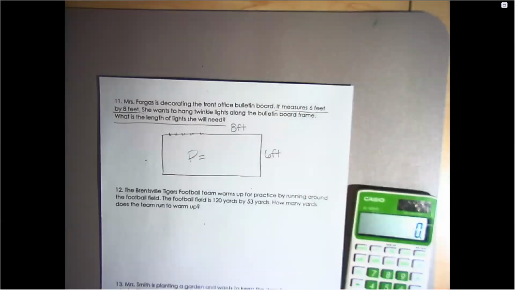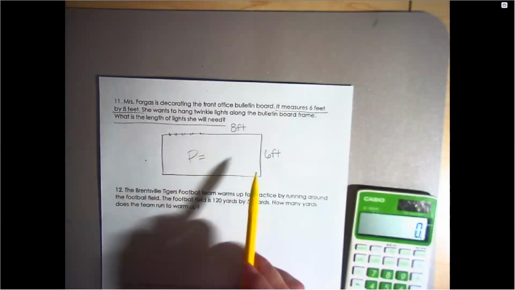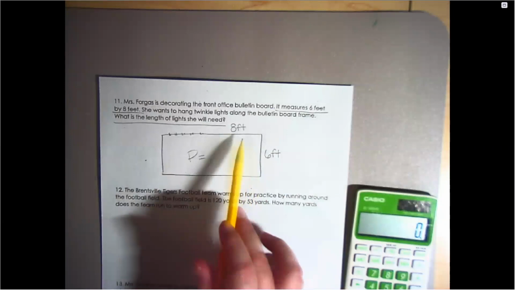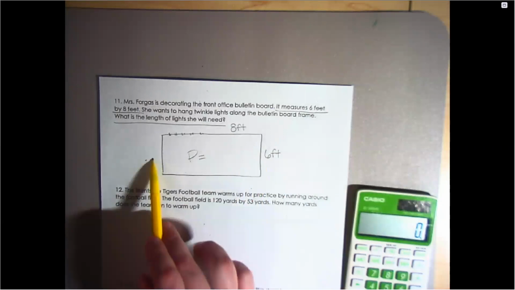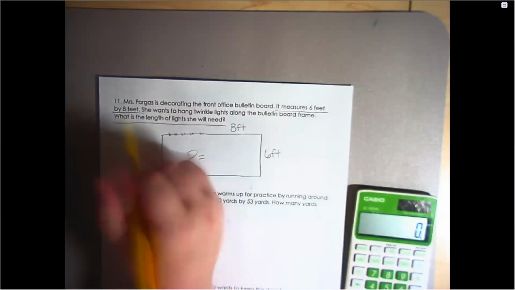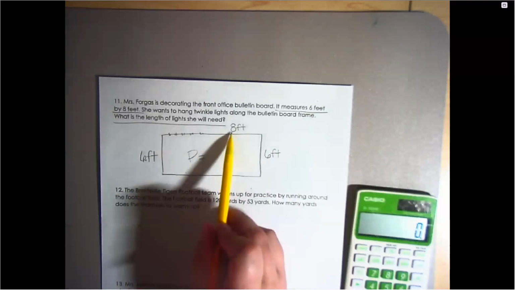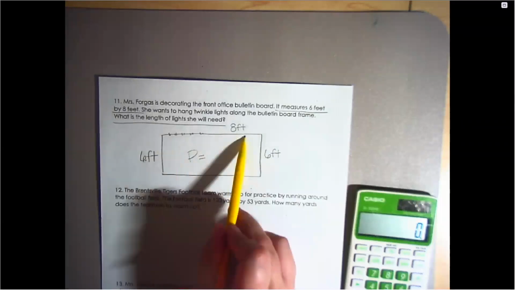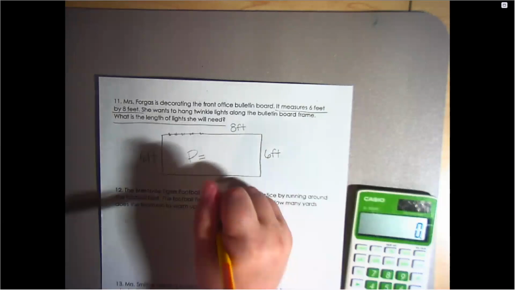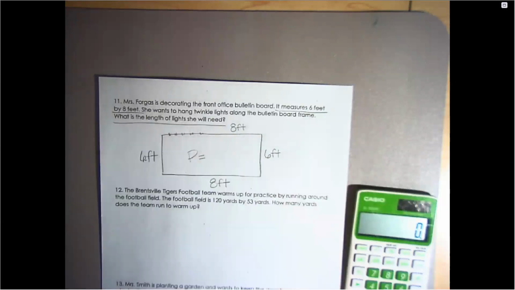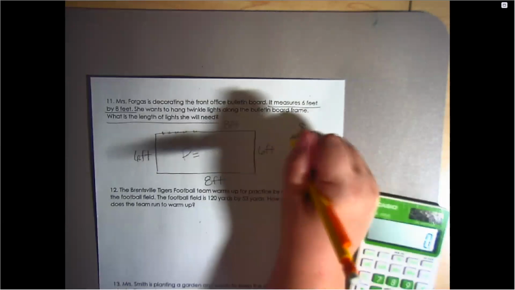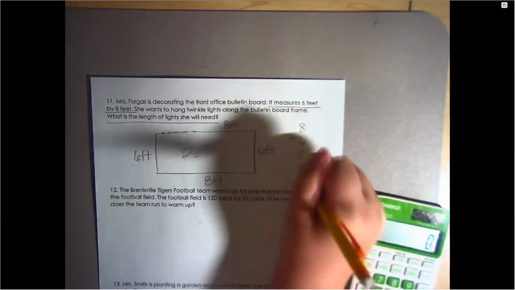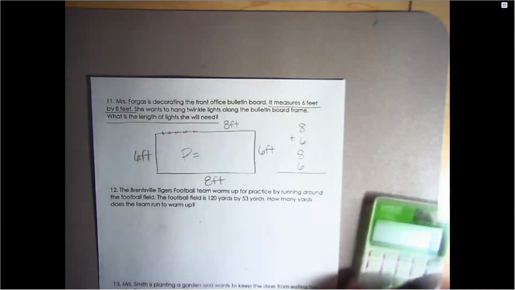So things I know about rectangles, it is a 4-sided shape. But what's special about rectangles, opposite sides are congruent. So what that means is, here's 6 feet. The opposite side is also 6 feet. And here is my length of 8 feet, and the opposite is also 8 feet. And so to find the perimeter, I'm going to need to add 8 plus 6 plus 8 plus 6.